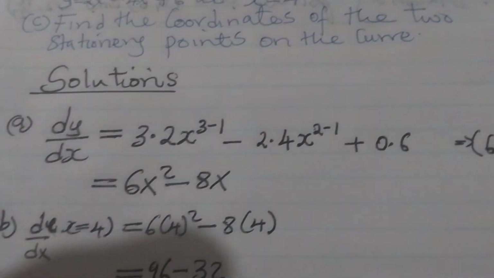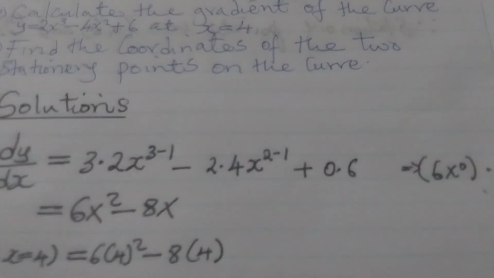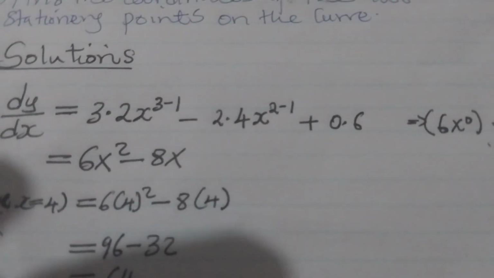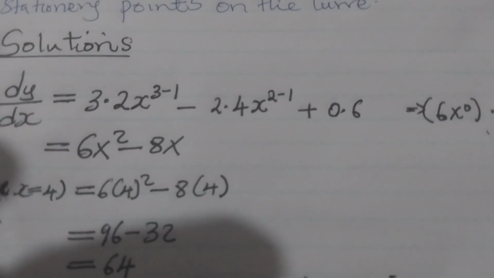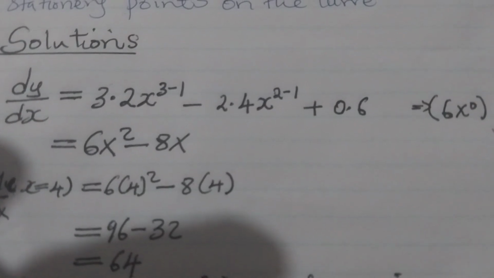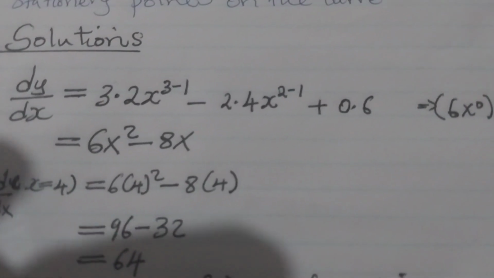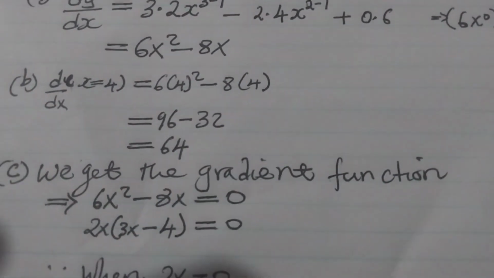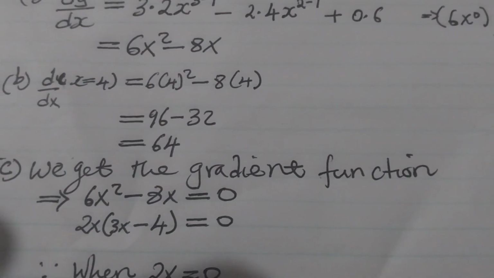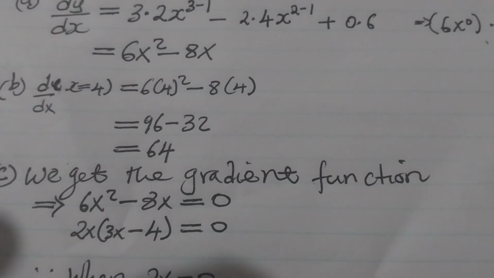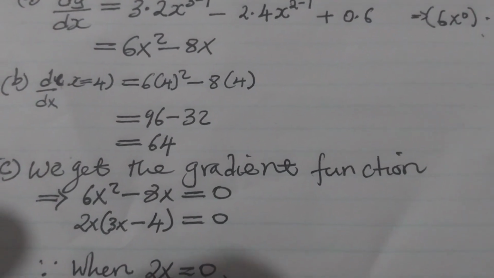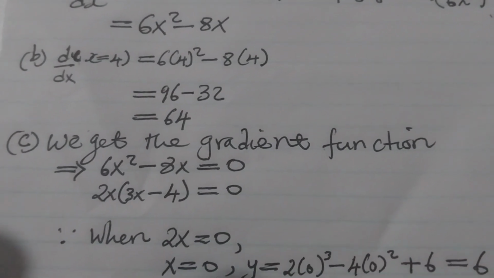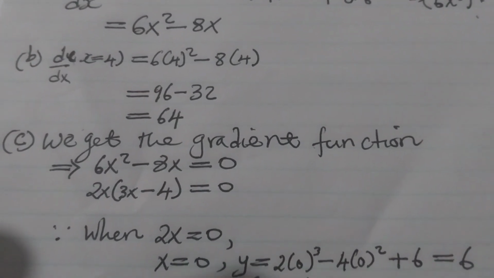So to get the solution for these questions, in number A, we have to get the derived function of y, which is dy dx. At this point, we are going to follow the steps that I've shown you below. In number B, at the point x is equal to 4, you are also going to follow the same steps that I've clearly illustrated.